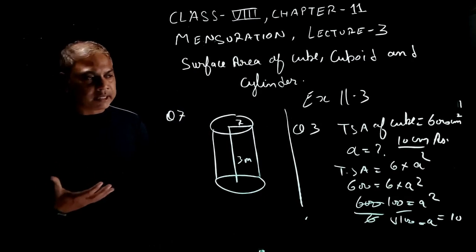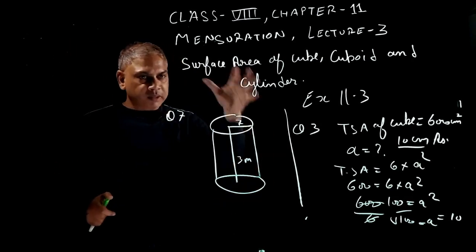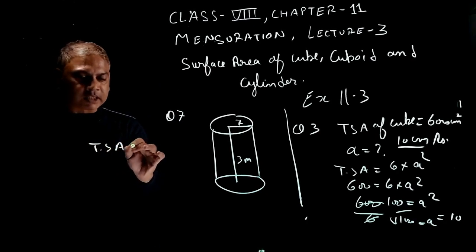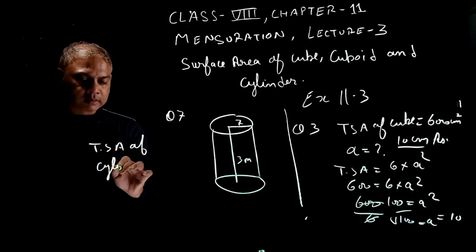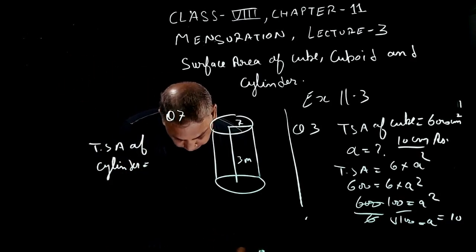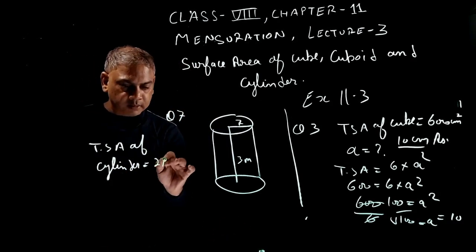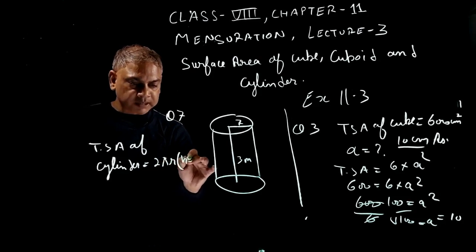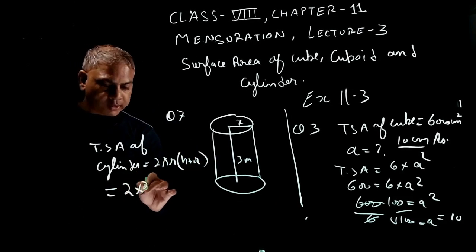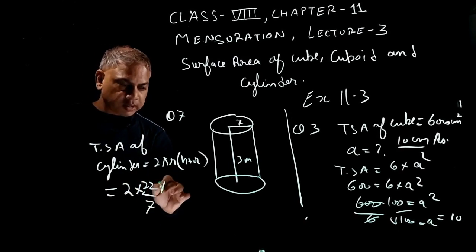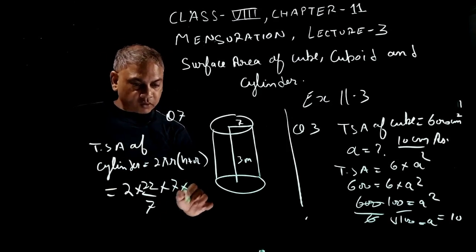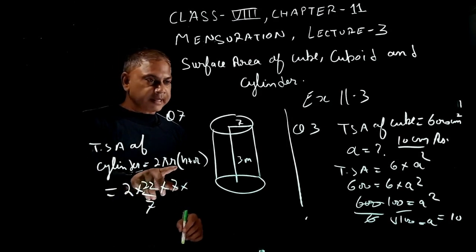How much do we need? Because there is a base, and it is covered on top as well, so the total surface area of the cylinder is given by, what is the formula, beta? Total surface area of cylinder is equal to 2 pi r (h plus r). You know the formula. Keep the value here. 2 into 22 upon 7. The value of pi is placed. What is the diameter or radius? That is 7.